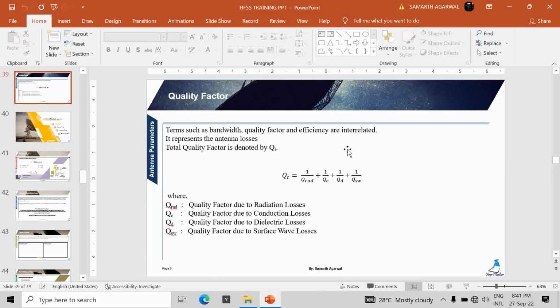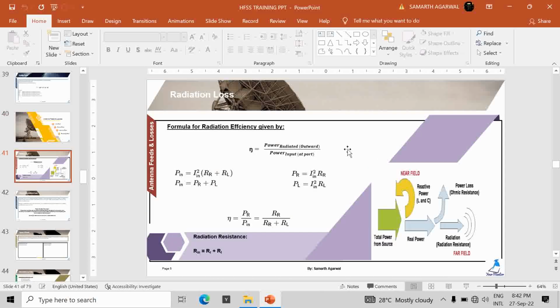As you might know, in the last module, in the last session, we saw the quality factor due to the radiation losses, conductor losses, or you can say conduction losses, dielectric losses, and surface wave losses. So radiation losses, conduction losses, dielectric losses, and surface wave losses. In this case also, radiation losses.